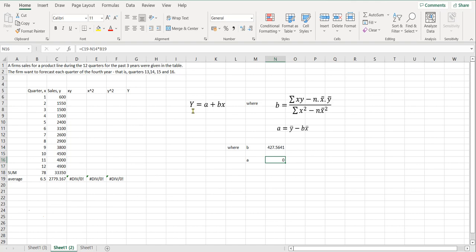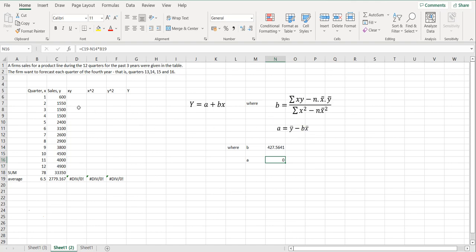As we all know, the equation for linear regression is y equals a plus bx, whereby a is the intercept of the y-axis, b is the gradient, and x is the value. Given that b is equivalent to the summation of xy minus n multiplied by the mean of x multiplied by the mean of y, divided by the summation of x squared minus n multiplied by the mean of x squared, and a is equivalent to y mean minus b times x mean. So we need to find all these values.